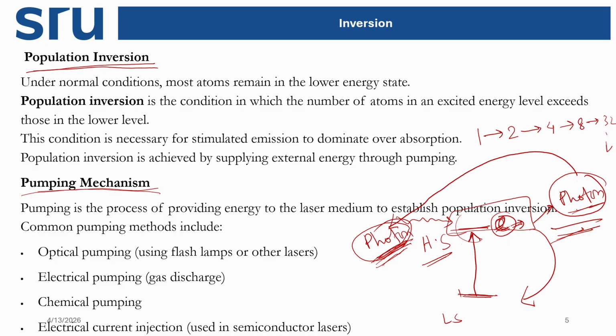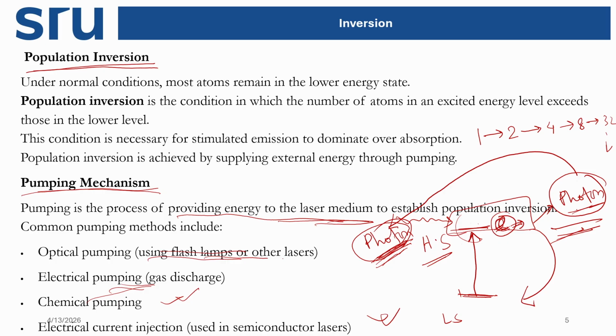Pumping mechanism means we are providing energy to the system to establish or create more electrons in the higher energy state. How? By using a flash lamp or another energy source, or electrical pumping, or chemical pumping, or electrical current injection. We provide some kind of energy because we want more electrons in the excited state than in the ground state, to make the population inversion.